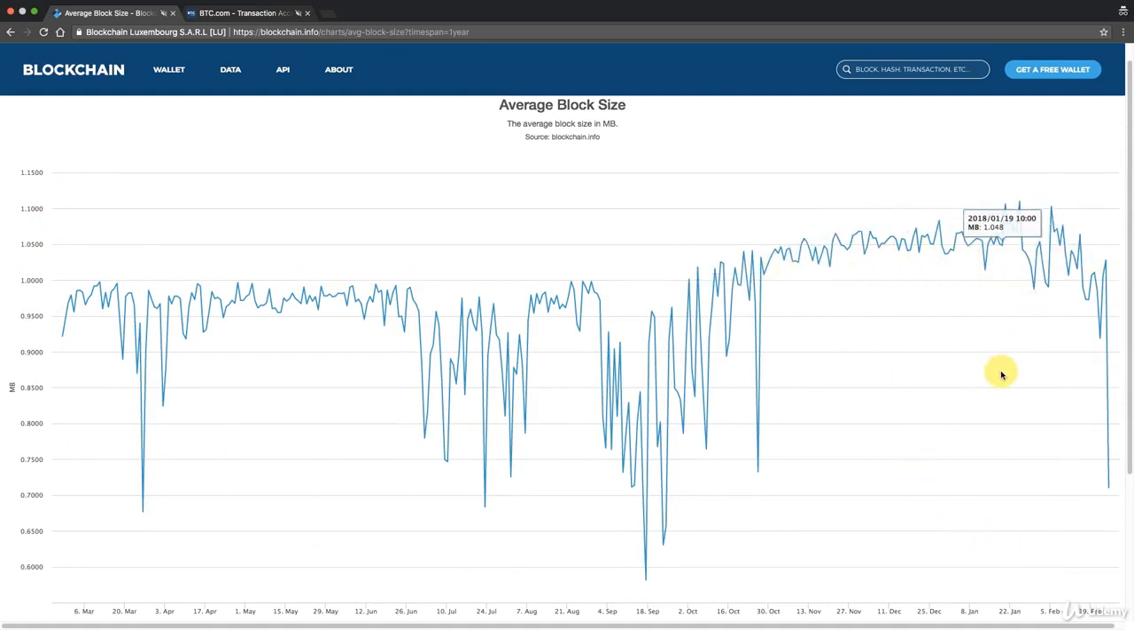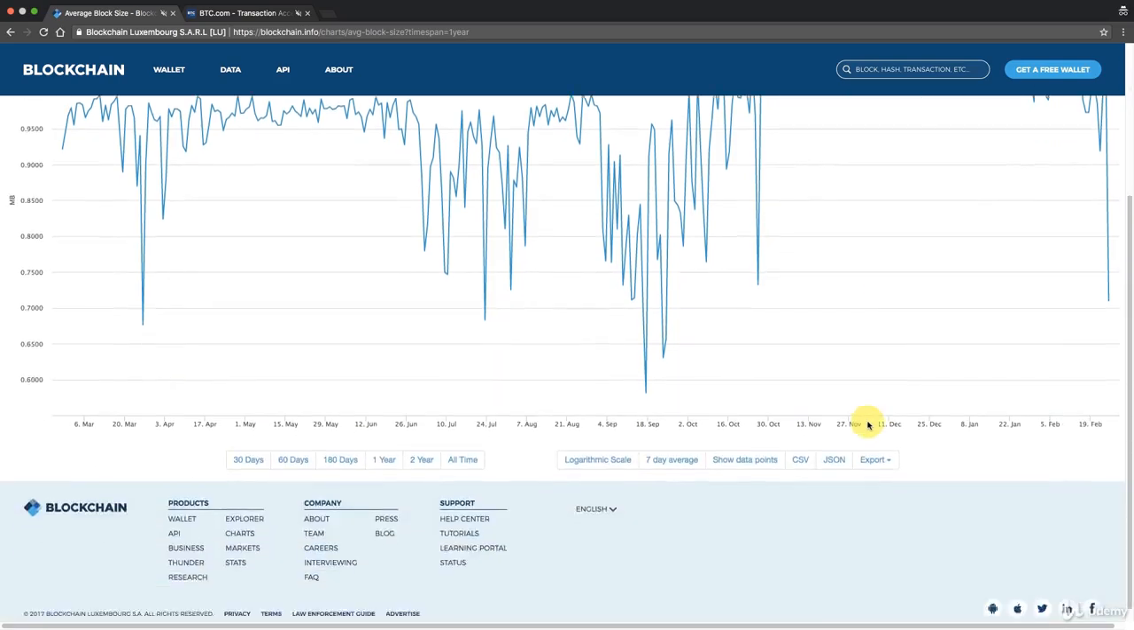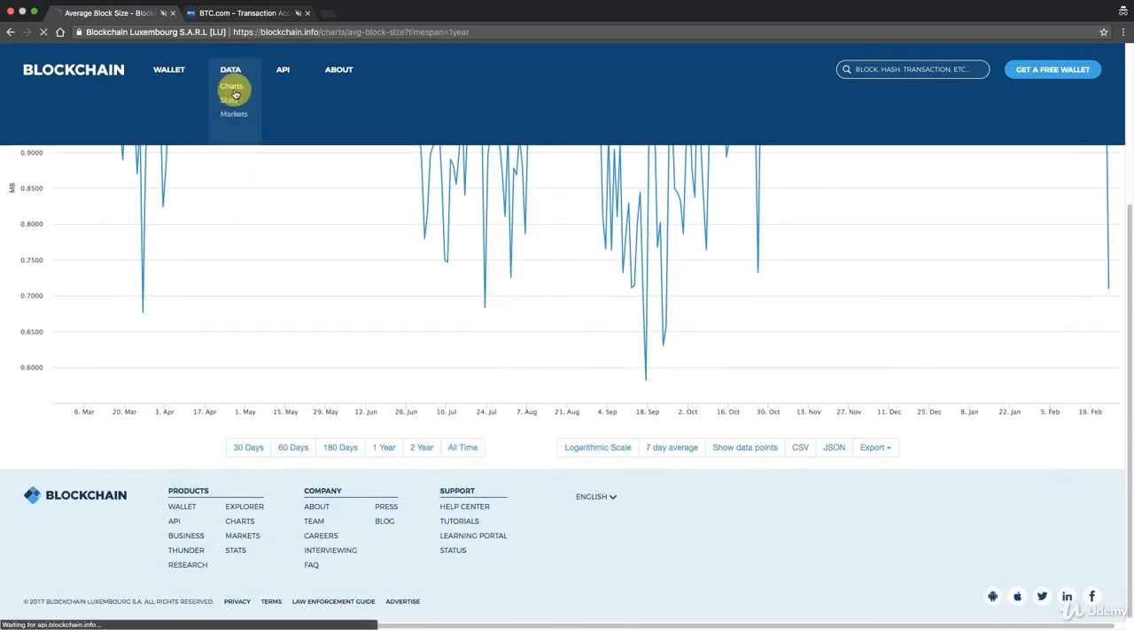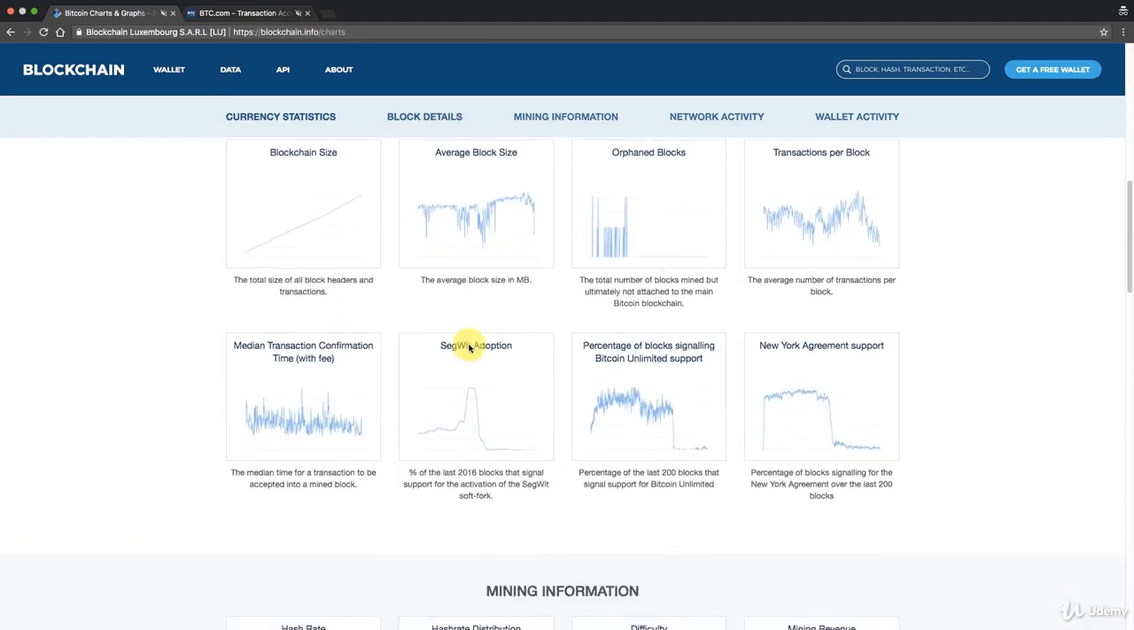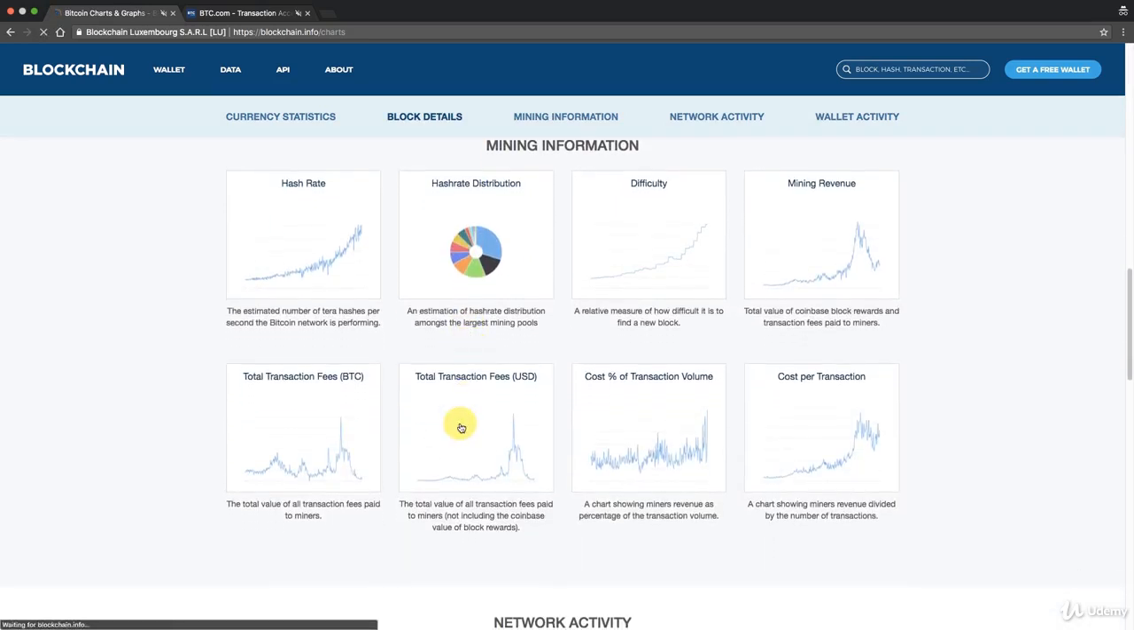And that's because miners generally want to maximize the usage of that block because they don't want to leave it half empty. They want to put in as much as they can in order to get as many fees as possible. And speaking of fees, here's another interesting chart, total transaction fees.